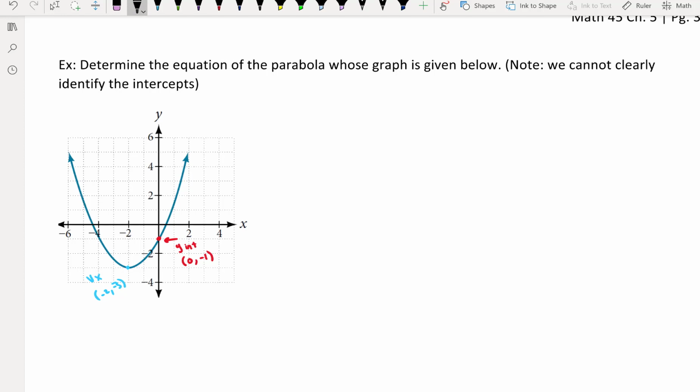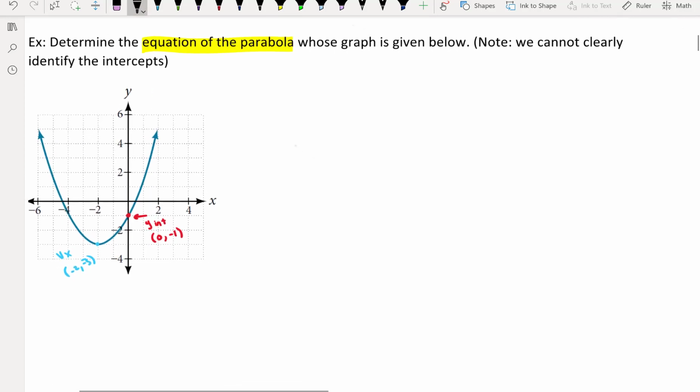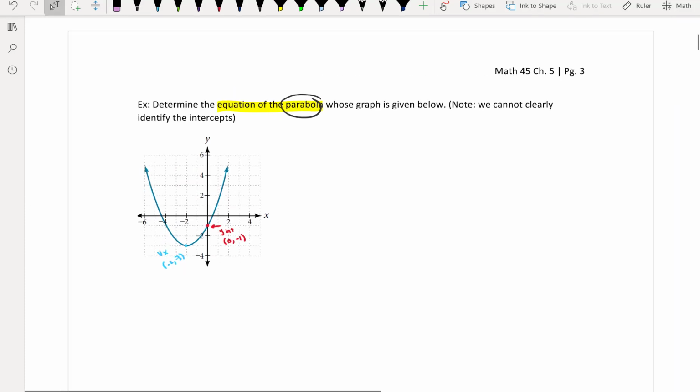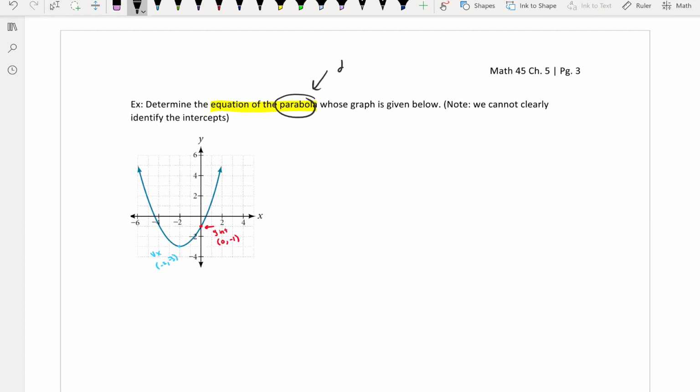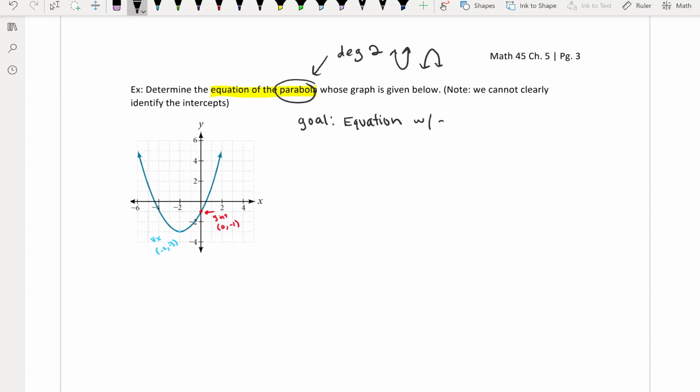They want us to determine the equation of a parabola. Whenever I think of this word parabola, what I'm thinking about is this is always going to be degree 2. And a parabola is that thing that has that vertex, depending on whether it's a happy parabola or a sad parabola. So your goal is to write it as an equation with degree 2. That's the exponent in case you have forgotten. The goal is to write it as an equation with degree 2.